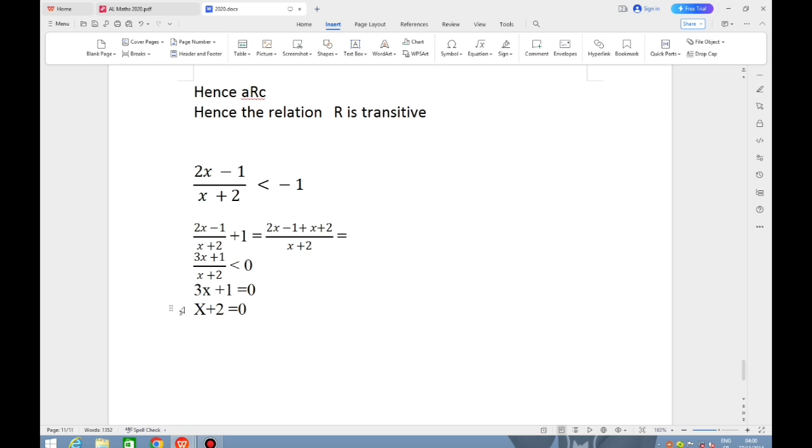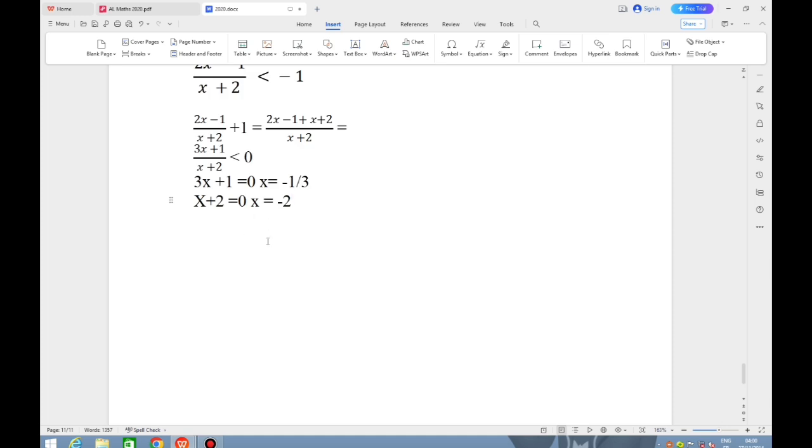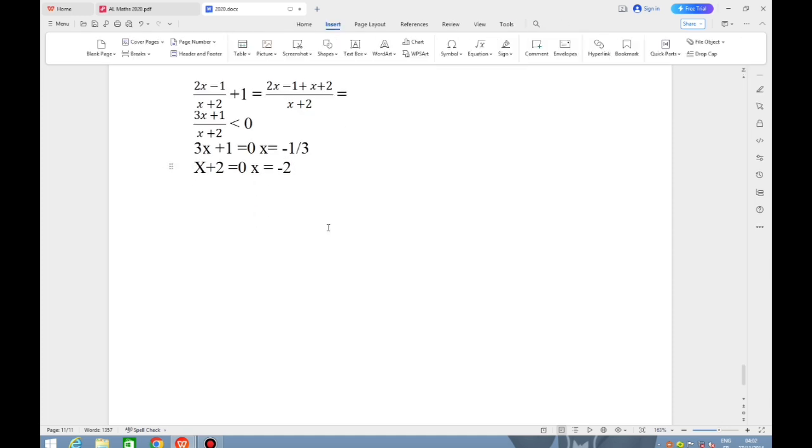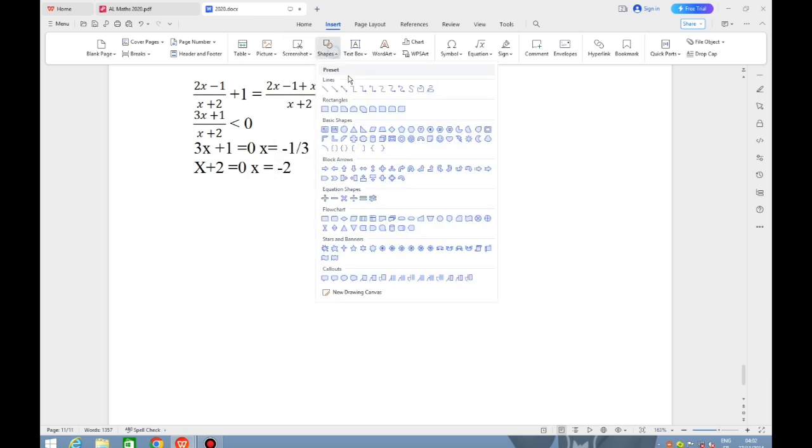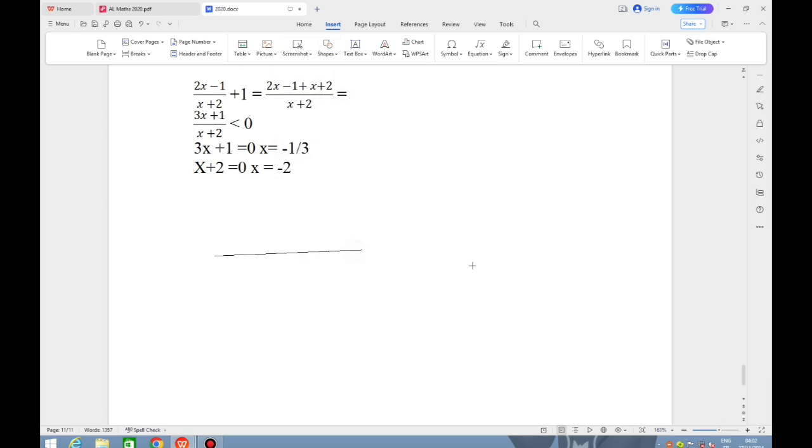The zeros are x is equal to negative 1/3, and x is equal to negative 2. Now we can use a number line to get the range of values for which this is always less than 0. So let's assume this is a number line.